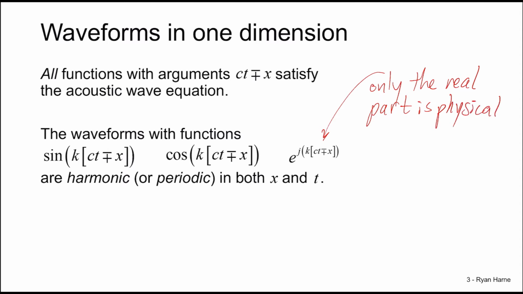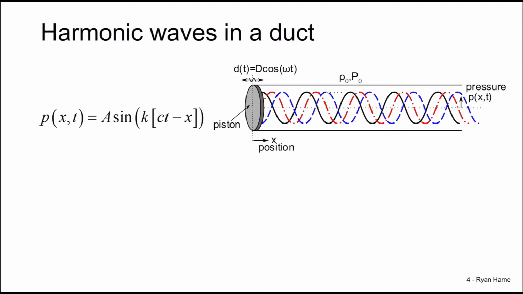But specifically sine, cosine, and this complex exponential, these are harmonic functions. Specifically, they're periodic. And they're periodic in both x space and time t. We refer to these periodic waves as harmonic waves. So let's consider these harmonic waves further.